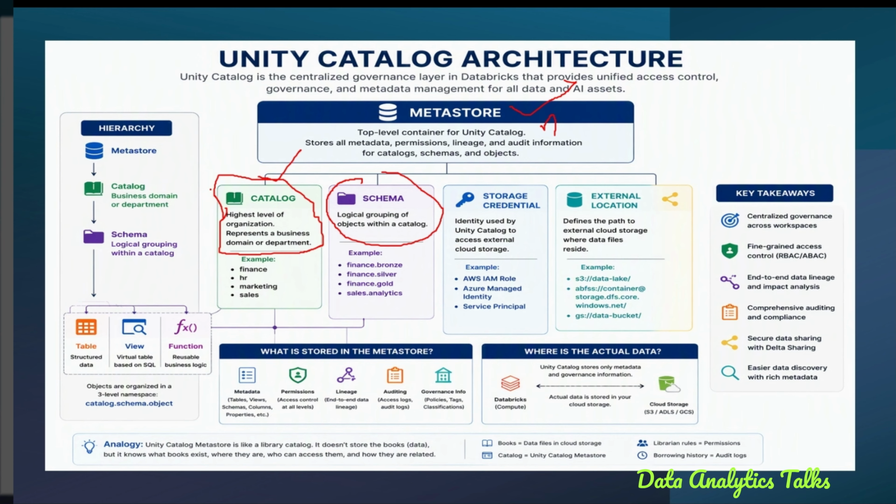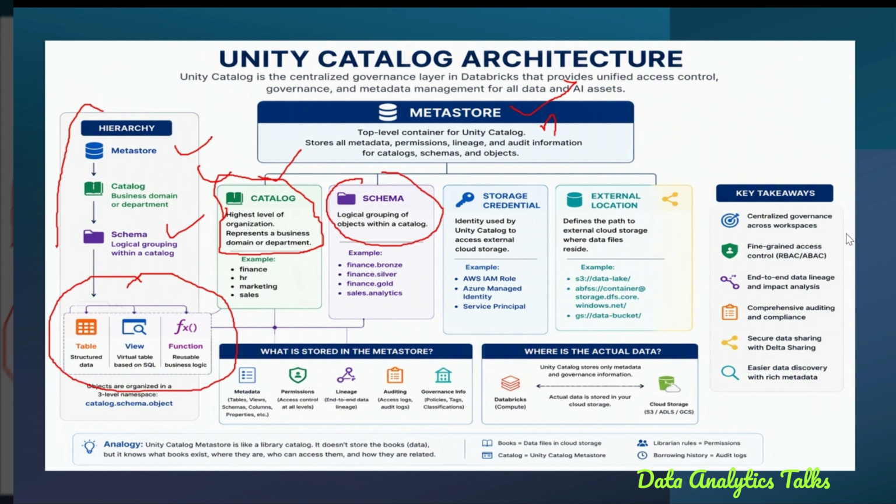Look at this hierarchy: metastore, catalog, schema. Under the schema, we keep the actual objects like tables, views, and functions. Tables, views, and functions. Correct? So we all know that a table stores structured data. And views are virtual tables created using SQL queries. Functions contain reusable business logic that can be shared across users and workloads.